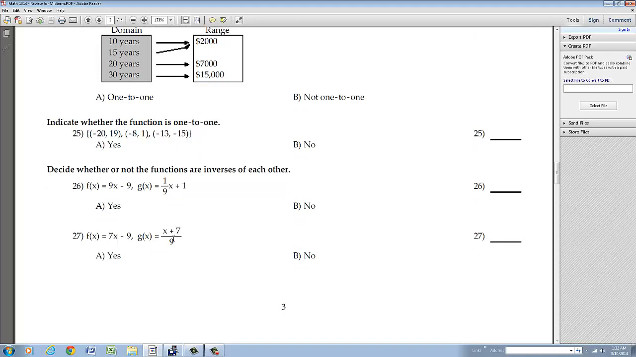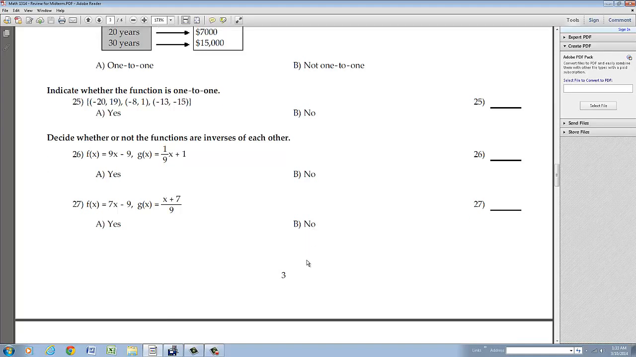This one, notice though, if I put this quantity here, multiplied by 7, there's no way I'm going to get an x out of that. So for B, for 27, the answer is B. No, they're not inverses.